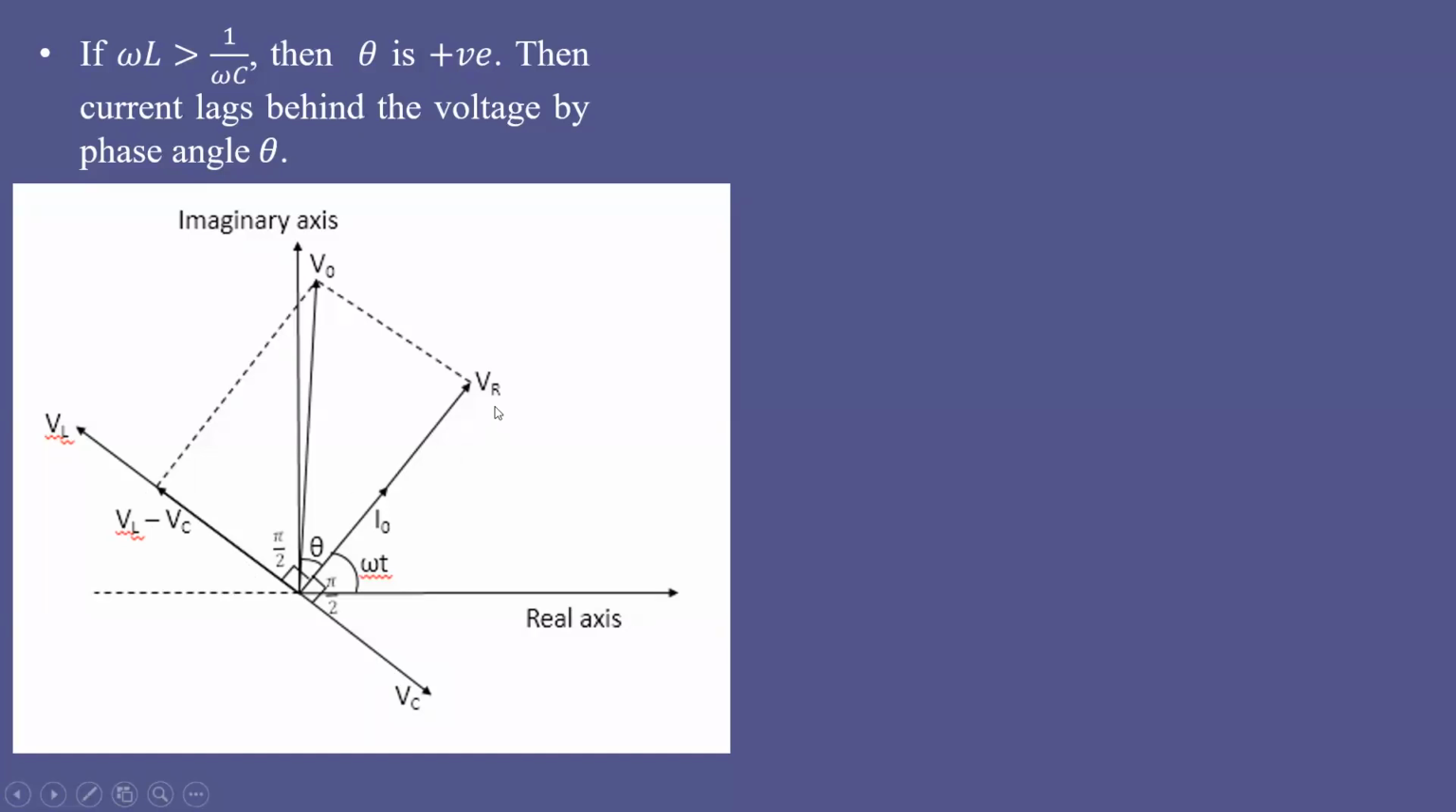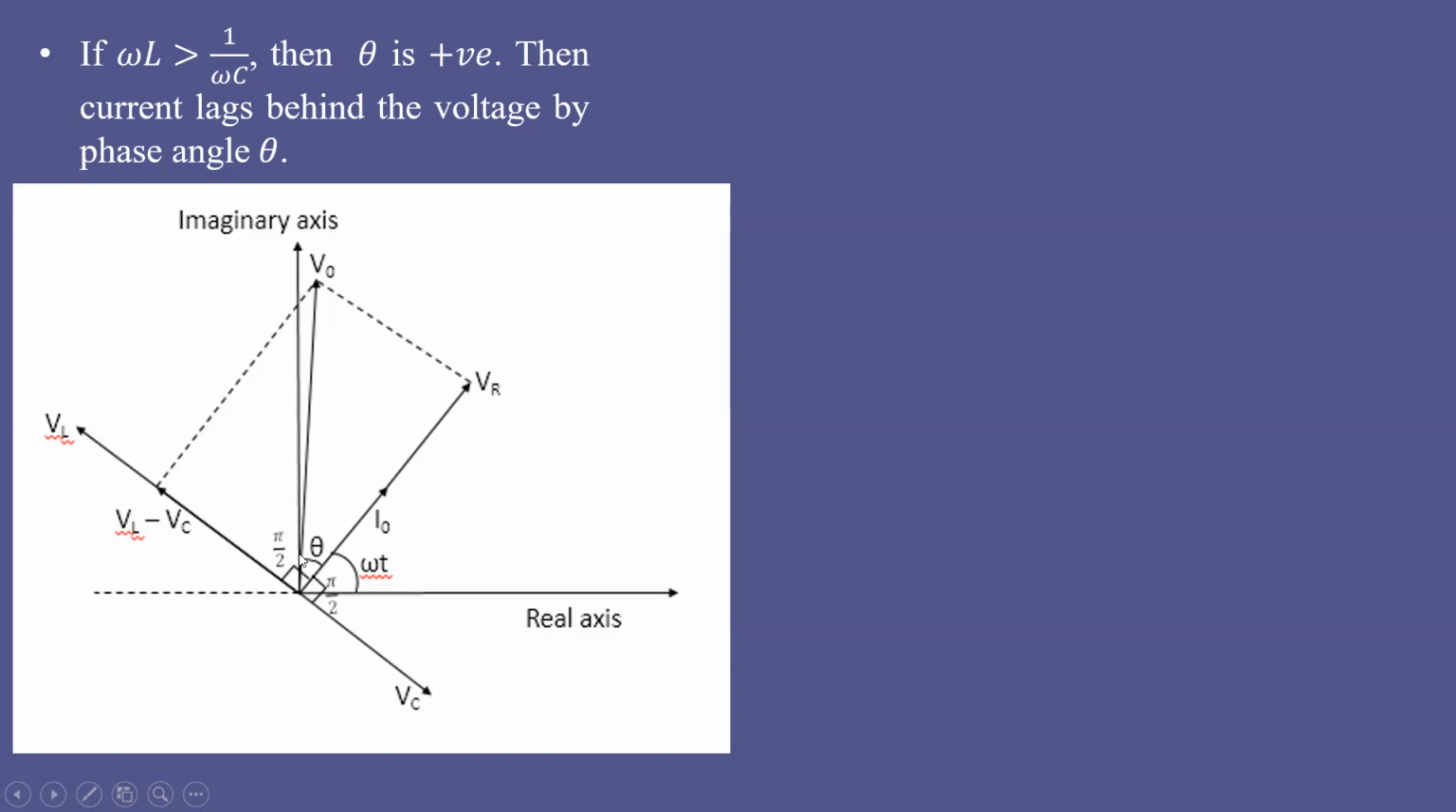Next, you have to take the resultant of this VR with VL minus VC, and this resultant will give you V naught. You have to use the parallelogram law of vectors. You draw one line parallel to VR, and one line parallel to VL minus VC, with the magnitude of VL minus VC. You will get one parallelogram. Then the diagonal of the parallelogram represents the resultant of these two vectors. So the resultant of VR and VL minus VC is equal to V naught.